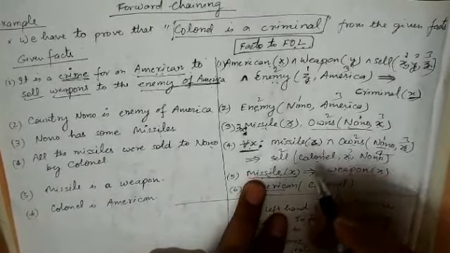Now, Colonel is American. I have already used American(X), so we can write American(Colonel). In place of X we will write Colonel. So these are the first order logic representations.